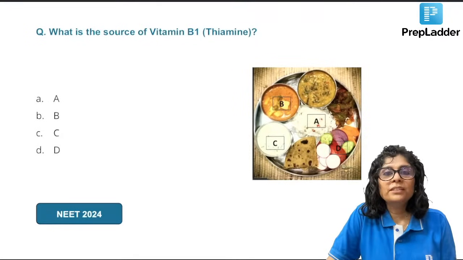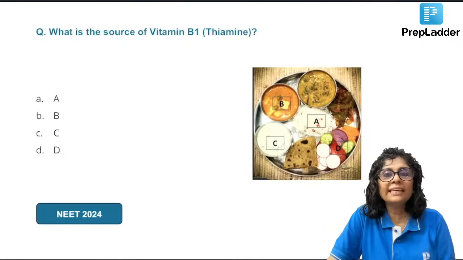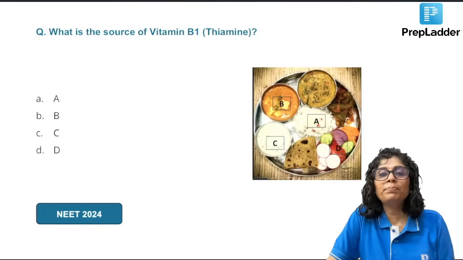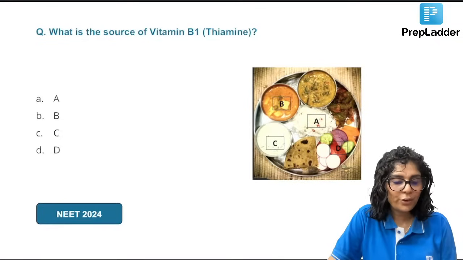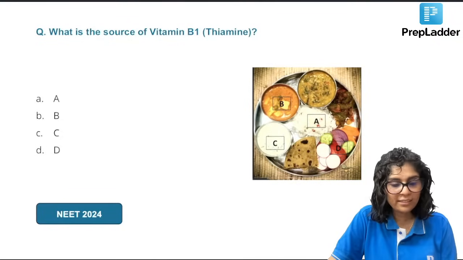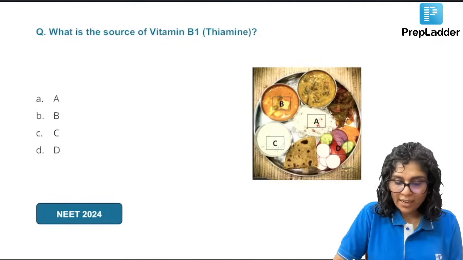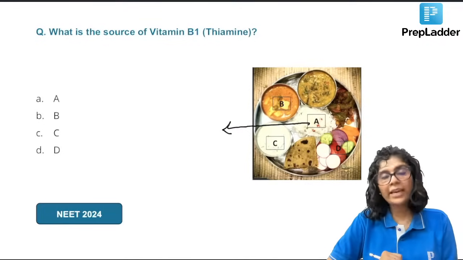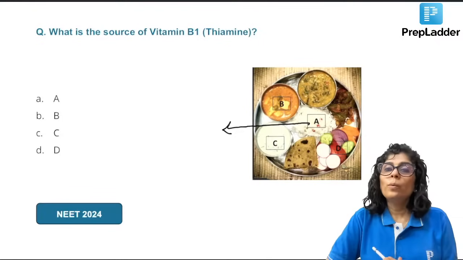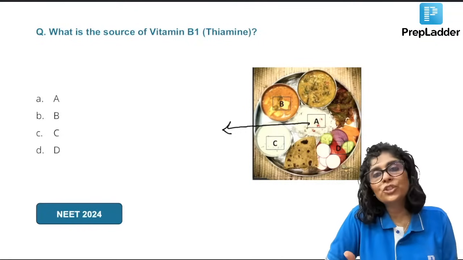Do you all remember this MCQ? What is the source of vitamin B1 or thiamine here? They gave you a plate. They asked you to find out which is the source. What is the right answer, everybody? Good, Tanya. Good, Rafa. Good, Akanksha. Yes. So the answer is rice. Answer is A. Okay. So why or how did I exclude other choices?